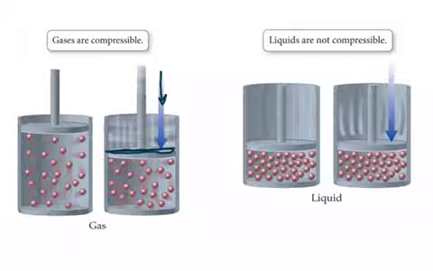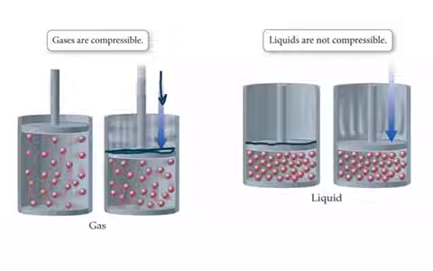Now, when you look at on the right side and you look at a liquid over here, notice there's very little space between liquids, and the same applies for solids. You can't compress it. There's no room to bring liquids and solids any closer together than what they already are. So the only ones that are compressible are the gases.